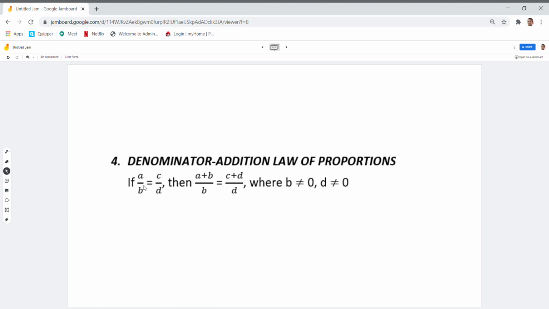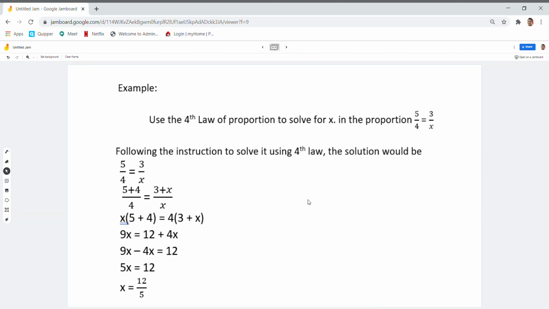You simply add the denominator to its numerator. A over B, it has numerator A, you add the B. C over D, numerator is C, you add the D, where B is not equal to 0 and D must not also be equal to 0. Now let's take an example so we will understand further.